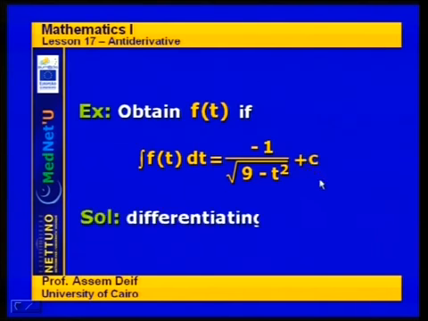and the derivative of this is a simple function because it is equal to the square root of 9 minus t squared, to the power of minus 1. When you differentiate this, you use the chain rule, and you end up directly with minus t over 9 minus t squared to the power 3 over 2, and this is your f of t.